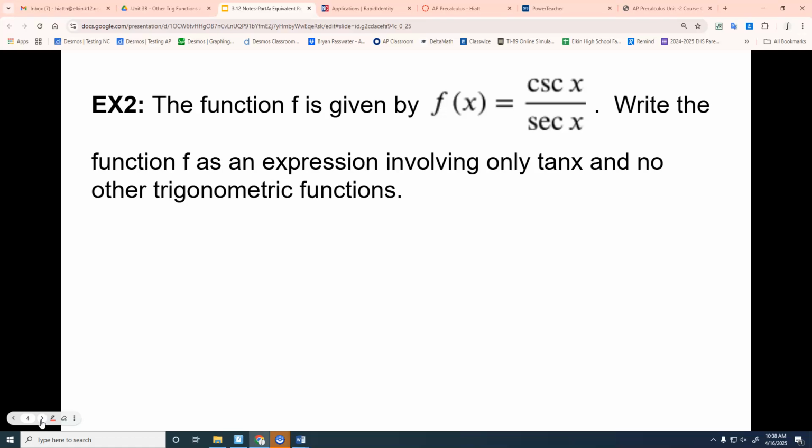The function f is given by f of x equals cosecant x over secant x. Write the function f as an expression involving only tangent x and no other trig functions. So your answer can only involve tangent x. It could have other numbers. It could be like 2 times tangent x, or 1 over tangent x, or tangent x plus 7, but it can't have sines, cosines, anything like that. But cosecant and secant don't have anything to do with tangent, really, right?